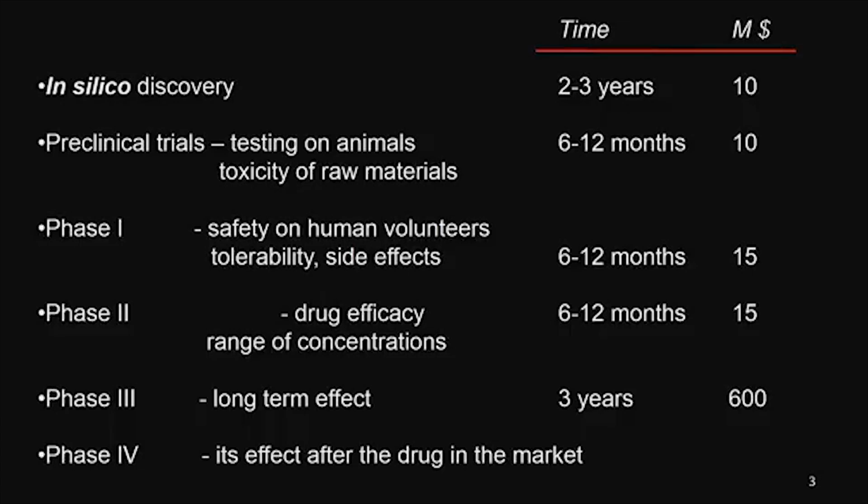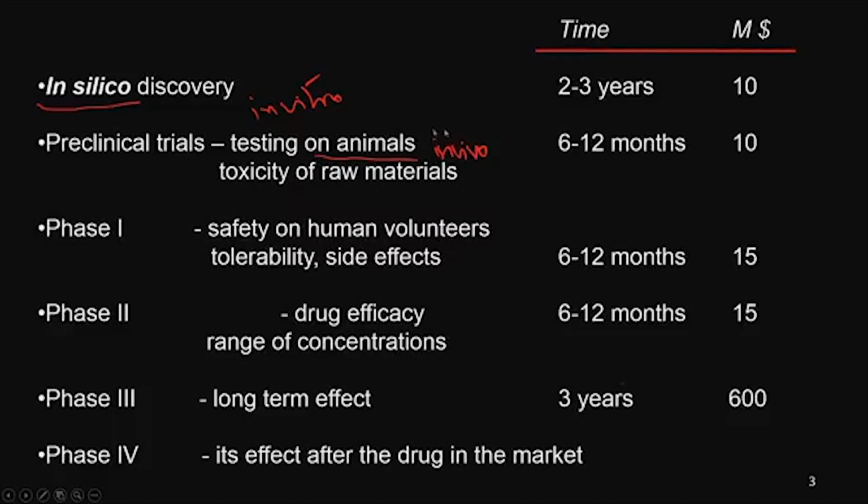So there are three terms: in silico, which means using computational tools, in vitro, which is laboratory studies, and studies on animals, which are always called in vivo. So there are three types of terminology which we use. The in silico stage takes 2 to 3 years and may cost about 10 million, then we go to testing on animals, that is the in vivo.